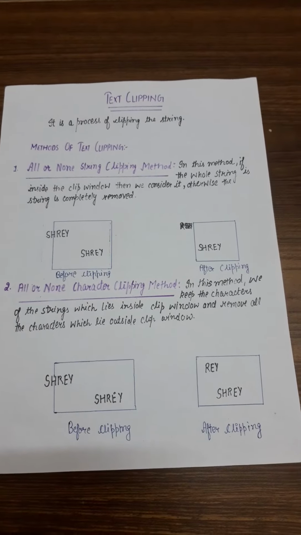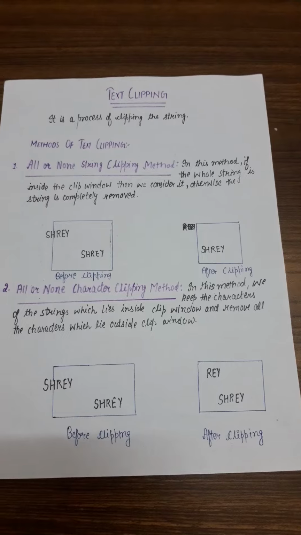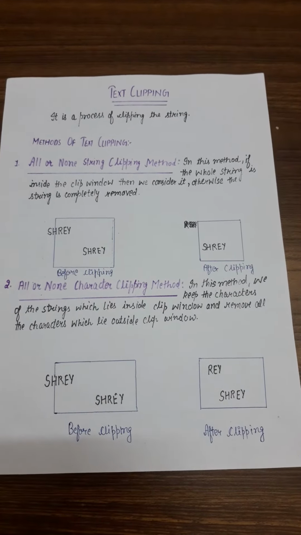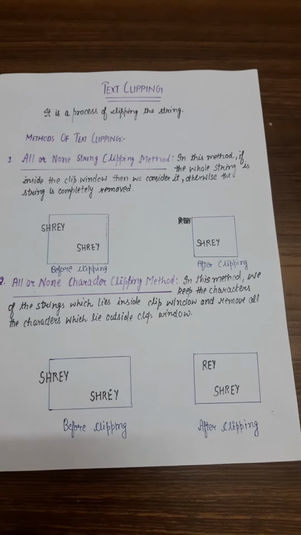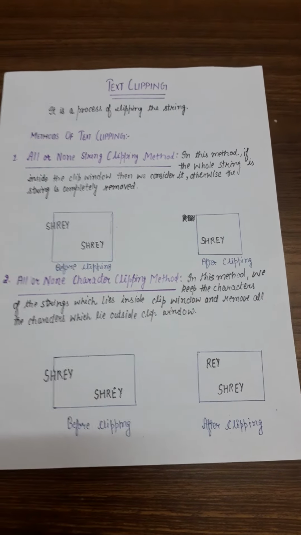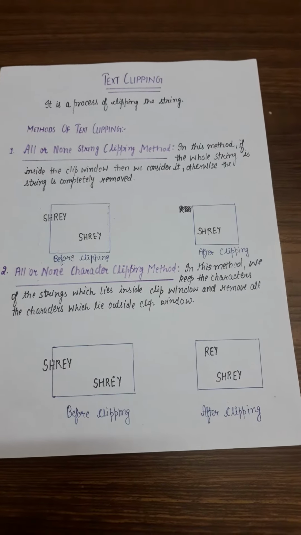As we know, clipping is the process of removing the area that is outside the clipping window, and we have to retain only that area which is inside the clipping window. So text clipping is the process of clipping the string of characters. So let's see what the different methods of text clipping are.